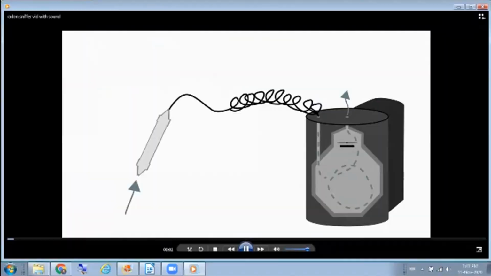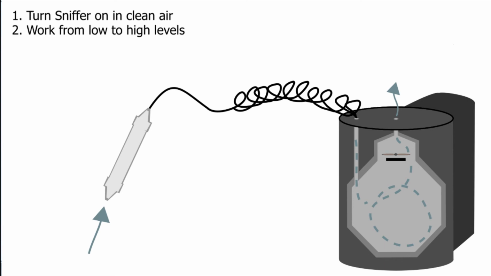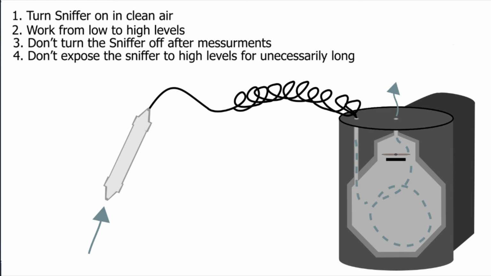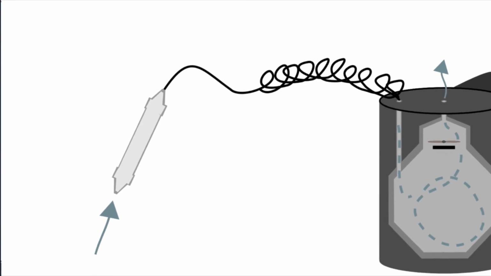How does the radon sniffer work and some tips on how to use it? The information in this video isn't needed to be able to use the instrument, but it helps some people if they understand the theory of how it works. All you need to know to use the instrument is to start by turning the sniffer on in clean air, begin to do measurements in areas you expect to be low radon, and try to work your way from low to high, making sure not to turn off the sniffer in between measurements. Don't expose the sniffer to high levels for unnecessarily long, and let the sniffer run in clean air at the end of the day. That's the practical takeaway. Now, we'll get into why.